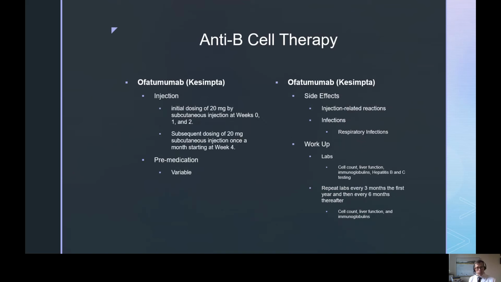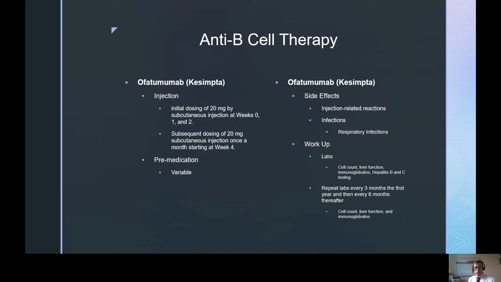Ofatumumab or Kesimpta is a cousin to ocrelizumab or Ocrevus, but this is an injection that is done weekly for the first 3 weeks and then monthly thereafter. And it's a subcutaneous injection, which goes right underneath the skin. Some patients may take medications prior to the injection, and that will depend on your clinician. So typically in my practice, I have patients take Tylenol and antihistamines such as Zyrtec or Benadryl for the first 4 weeks to try to minimize any side effects.